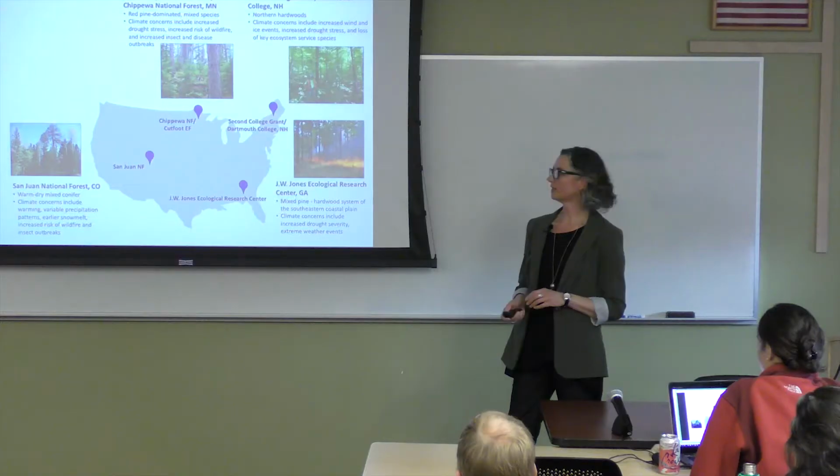The San Juan National Forest site, which you all know where that is in the southwest part of the state, is a warm dry mixed conifer forest type, and our considerations there are warming climate, variable precipitation, earlier snow melt, and increased risk of wildfire and insects and disease.